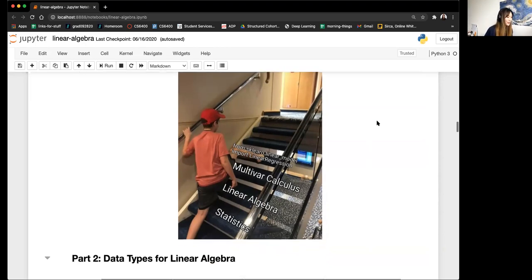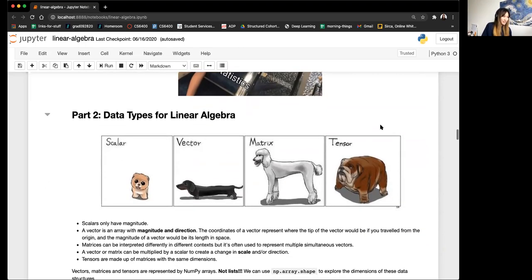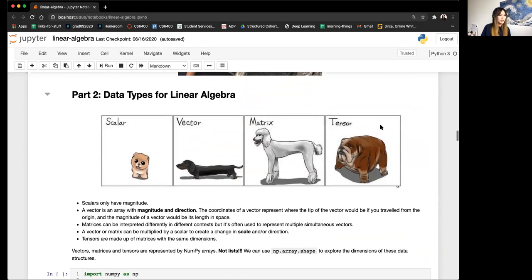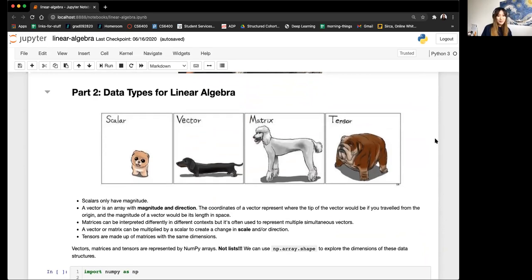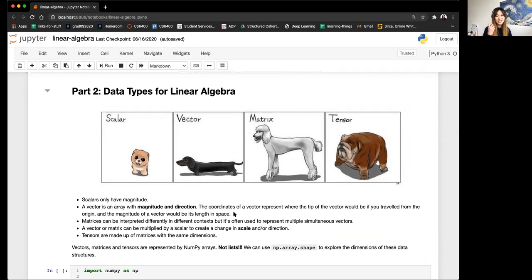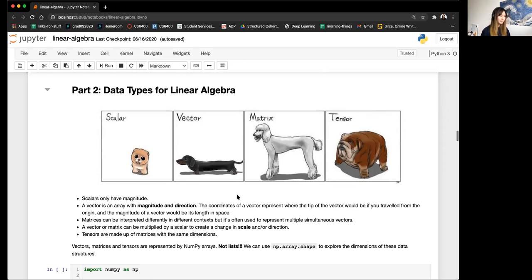Cool. Well, to start, some data types for linear algebra. The 4 main data types in linear algebra are scalars, vectors, matrices, and tensors. I think this is a funny graphic because the dogs are the shapes. But a scalar, you can think of as just a single number. Any constant number is a scalar, just representing some magnitude.